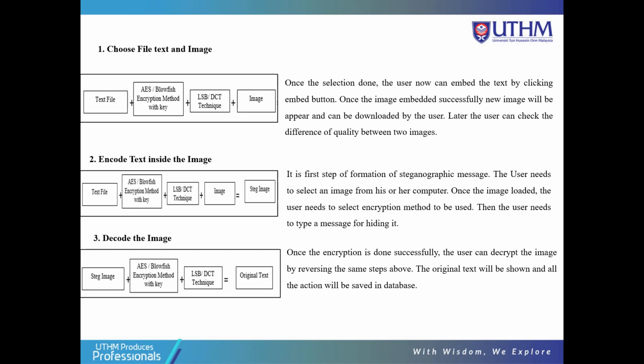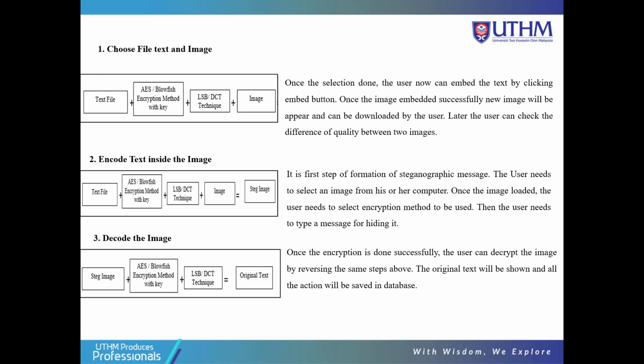First, choose the file, text, and image. Once the selection is done, the user can embed the text by clicking the embed button. Once the text is successfully embedded, a new image will appear and can be downloaded by the user. Later, the user can check the difference in quality between the two images. Second, encode text inside the image. This is the first step in forming a steganographic message. The user needs to select an image from his or her computer. Once the image is loaded, the user needs to select the encryption method to be used. Then the user needs to type a message to hide.